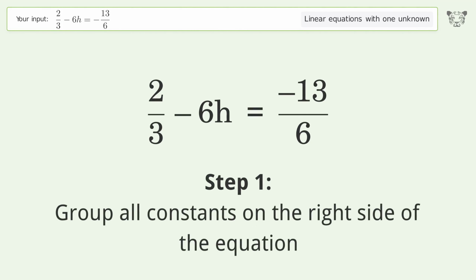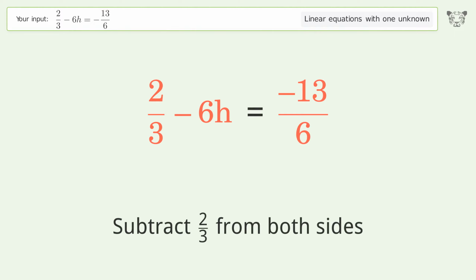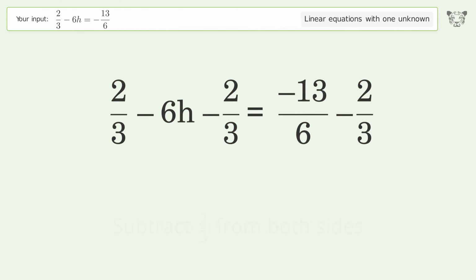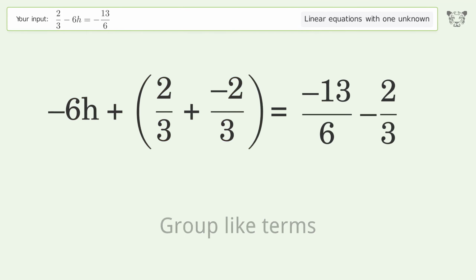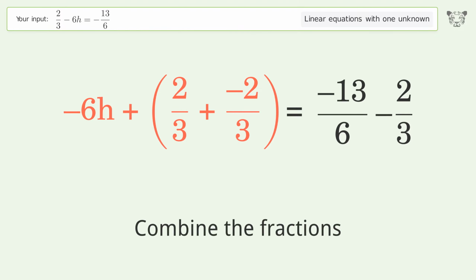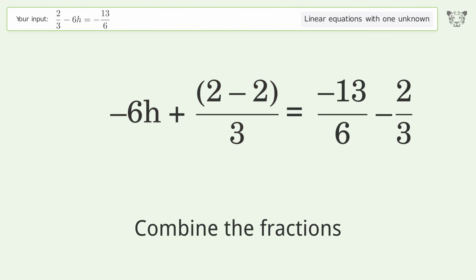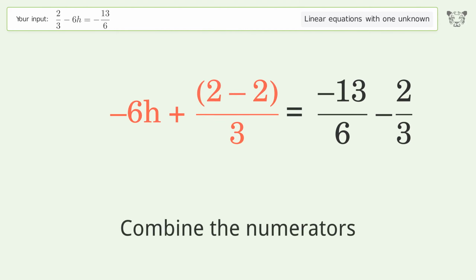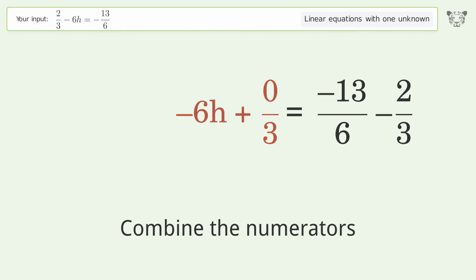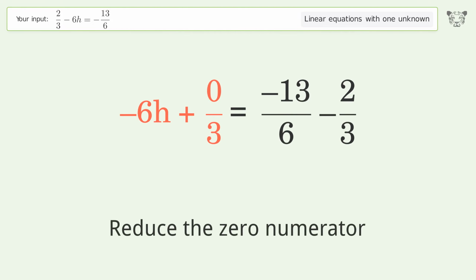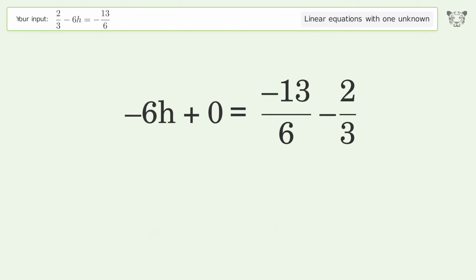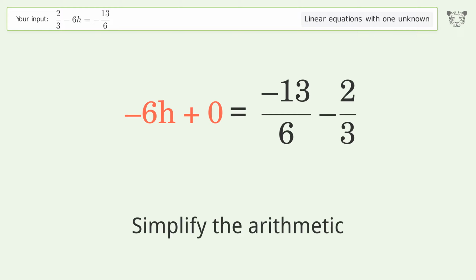Group all constants on the right side of the equation. Subtract 2 over 3 from both sides. Group like terms. Combine the fractions. Combine the numerators. Reduce the zero numerator. Simplify the arithmetic.